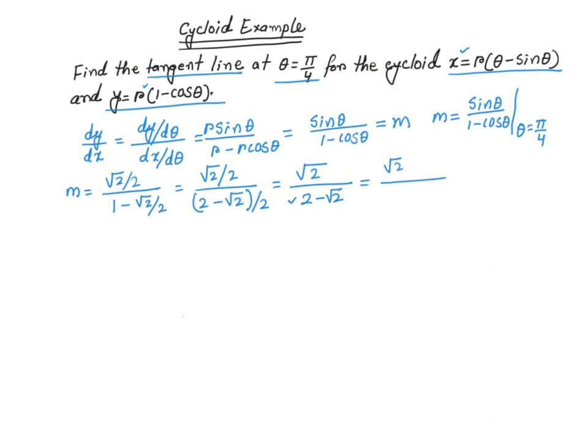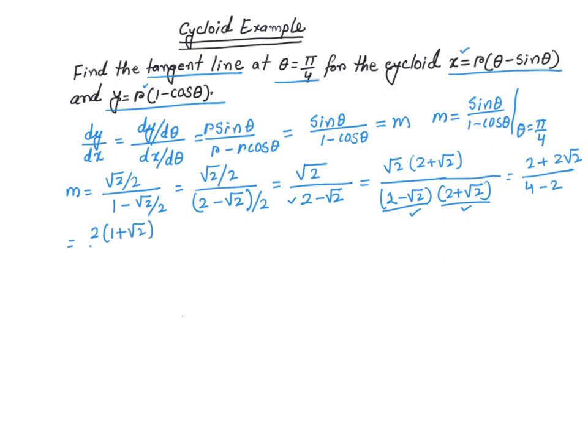Square root of 2 times 2 plus square root of 2, then 2 minus square root of 2 times 2 plus square root of 2. So that is going to give you in the denominator 4 minus 2 using the difference of squares formula, right? A square minus b square is equal to a plus b times a minus b. And on the top you're going to get 2 plus 2 square root of 2. That's going to give you 2 times 1 plus square root of 2 on the top. And in the bottom, 4 minus 2 is 2. So finally, my slope becomes 1 plus square root of 2.